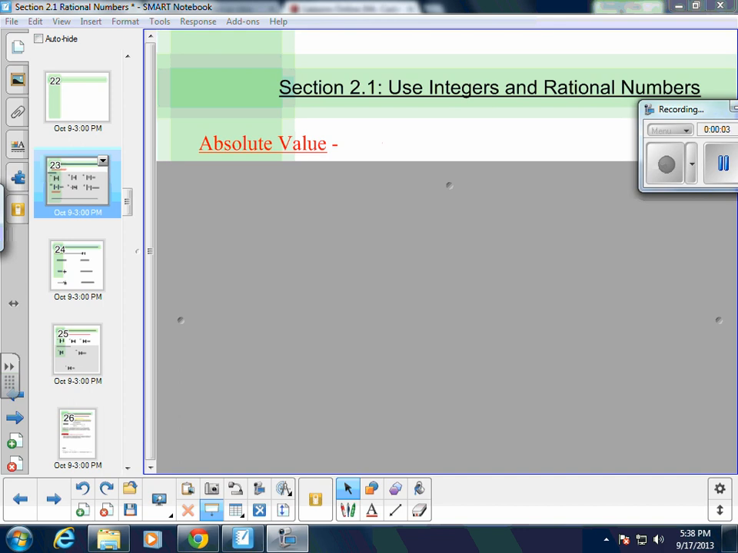Today's lesson is a continuation of section 2.1 using integers and rational numbers. There's a few other topics that go into section 2.1 we're going to start talking about right now. One of them, as I have it there at the top, is absolute value. This is also something the students, as 8th graders, probably have worked on at some point in the past.